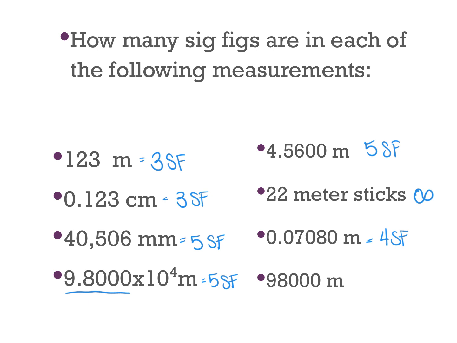All right, 98,000. No decimals. Okay, I see some of you look like you've dwindled here. This one is only 2. If there's no decimal place, zeros at the end of the number are not significant.